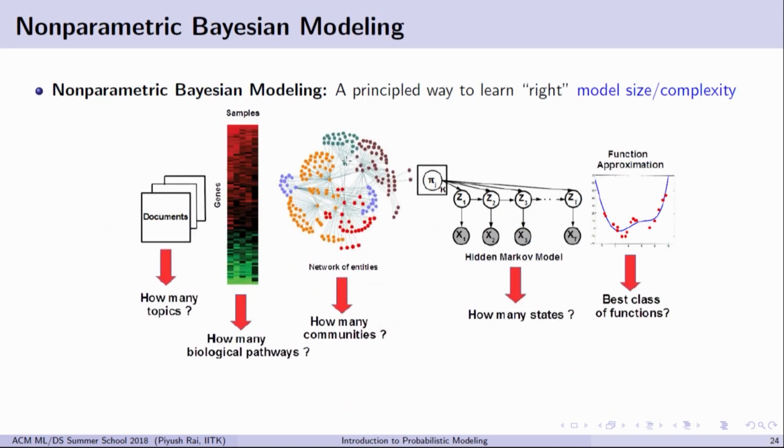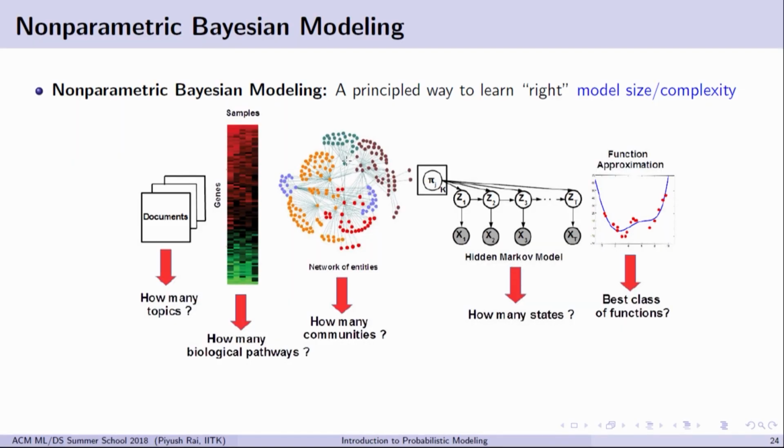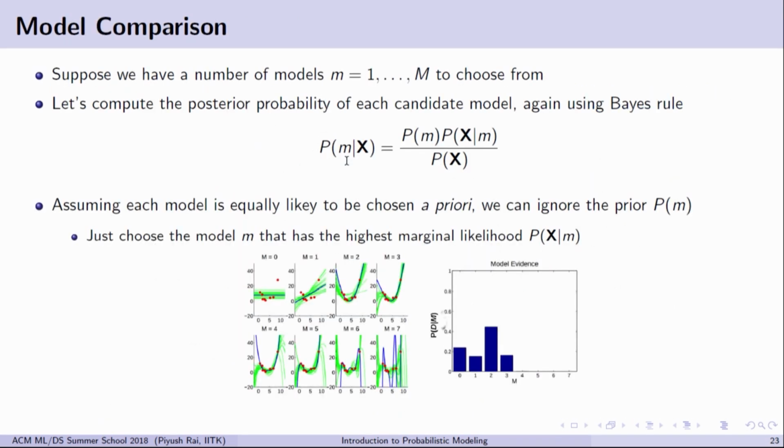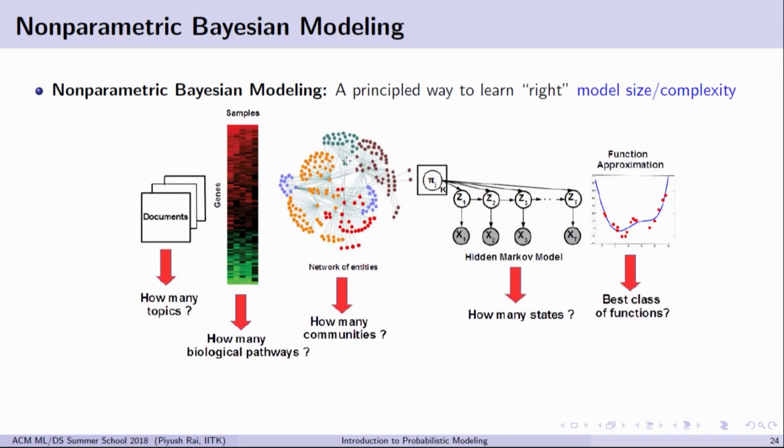The final piece that I wanted to talk about is this very appealing idea of non-parametric Bayesian models, where you can learn the right model size. In the previous case, we said that we have, let's say, 10 models to choose from, and we will do this posterior probability comparison to find the best model. Another way of selecting the best model is to have models that can grow in complexity as you have more and more data.